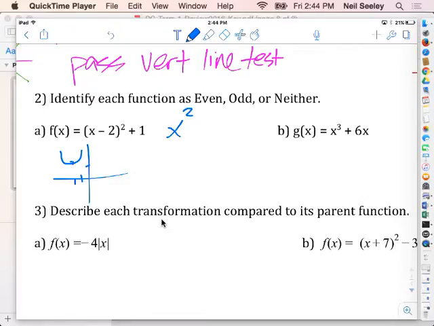Do you guys remember that even means y-axis symmetry? Y-axis symmetry. And odd, that's a different kind of symmetry. That's symmetry about the origin. Origin symmetry.